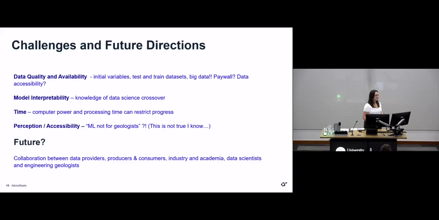So the future I see is between data providers, producers and consumers, as well as industry and academia. In industry, we've got access to client databases, things like that. Academia has knowledge of all this fantastic work and the best knowledge of what's been done. And also data science and geologists, to try and explain the terminology between the two. I think we've all got to speak the same language.